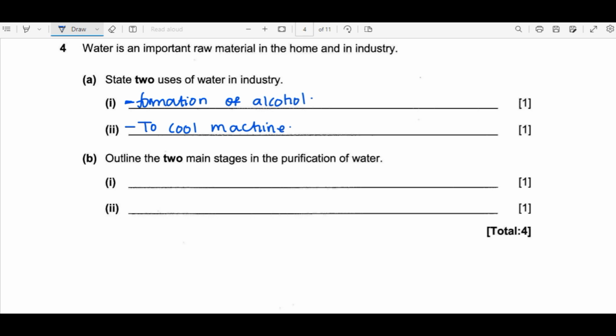Then B, outline the 2 main stages in the purification of water. The first one is we need to filter. So filtration must be there. Filtration is just the process where you remove some insoluble substances from the water. Then the second one is chlorination, where you add chlorine.